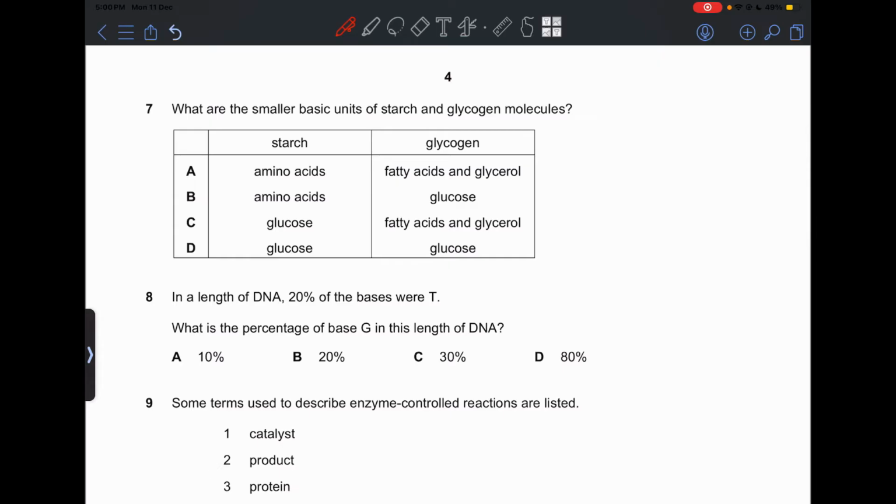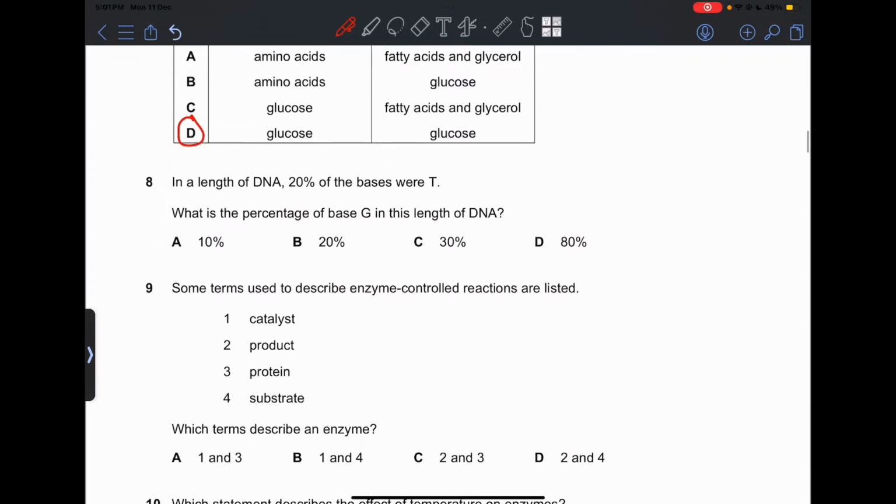Number 7, what are the smaller basic units of starch and glycogen molecules? We know that starch is made up of glucose, because starch is a storage form of glucose, and glycogen is made up of glucose as well. The difference between glycogen and starch is that starch is found within plants, while glycogen is found in our muscles or liver in humans. So our answer is going to be D.